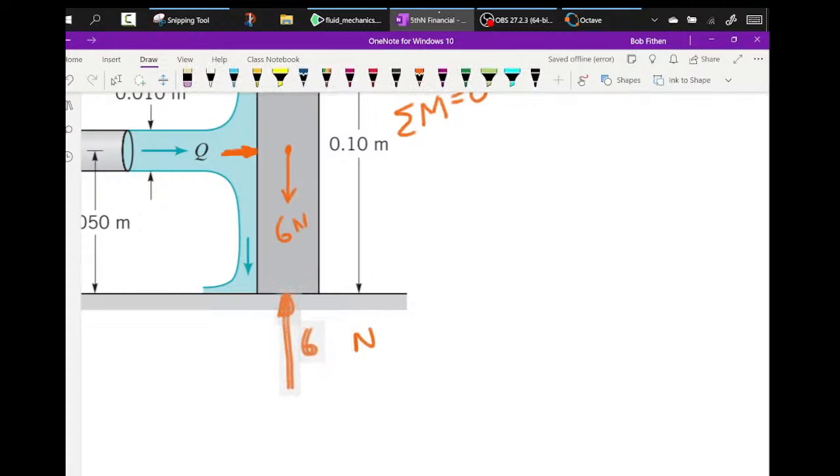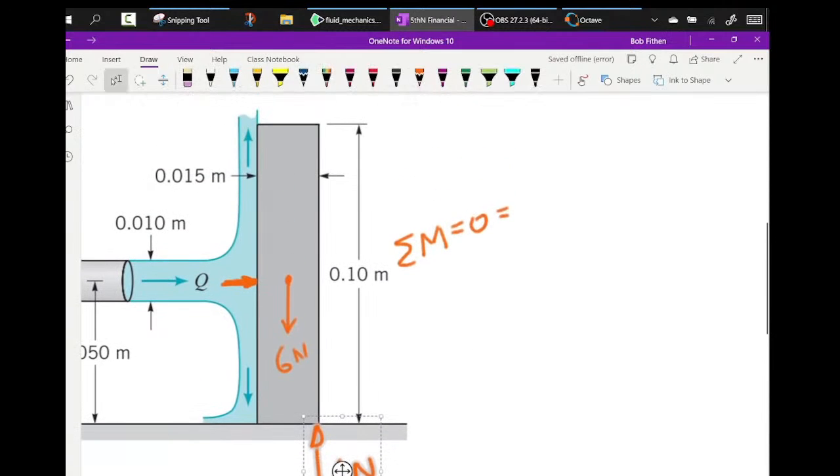The more flow you get, this is going to adjust so that the moments are 0 until the point where it can't adjust anymore, and any greater force right here will tip the block over, because this can't move to here. You can only move to the edge. So sum of the moments tells me that this distance is about 0.05 meters.